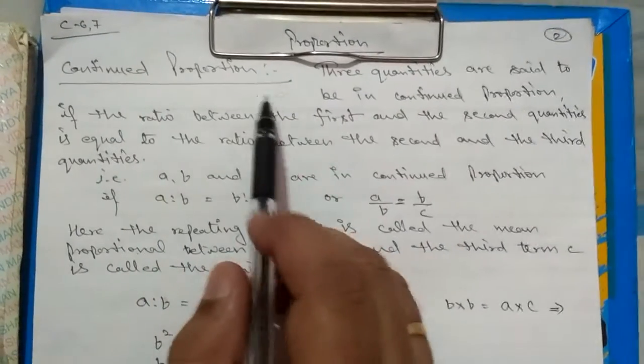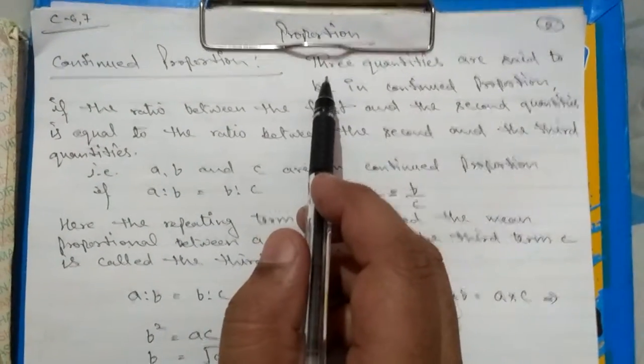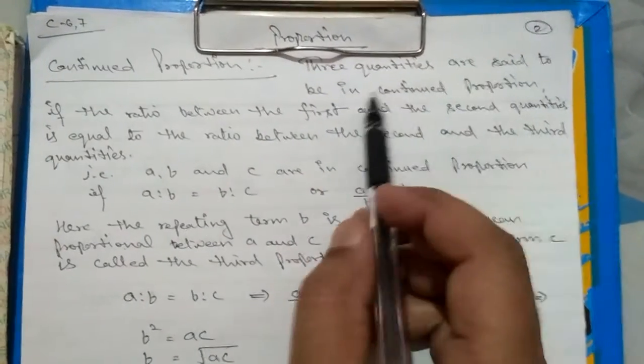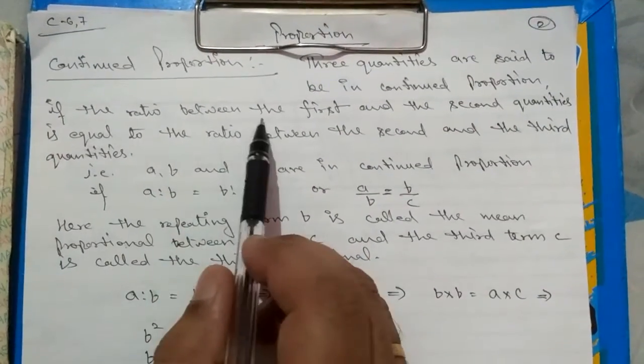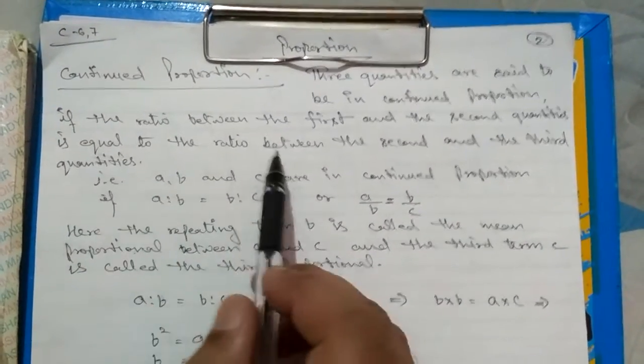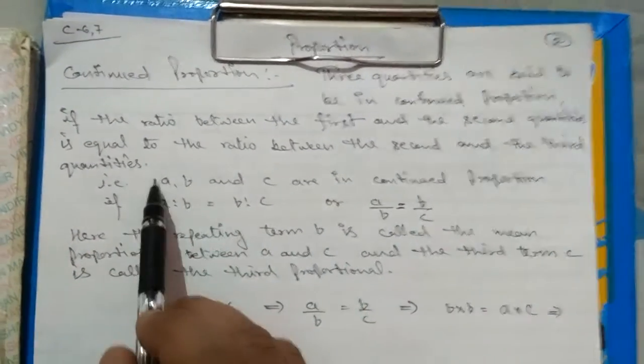Okay, hello student. Next part is continued proportion. Continued proportion is basically: three quantities are said to be in continued proportion if the ratio between the first and the second quantities is equal to the ratio between the second and third quantity.